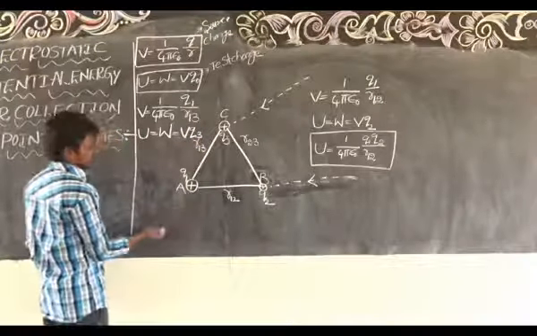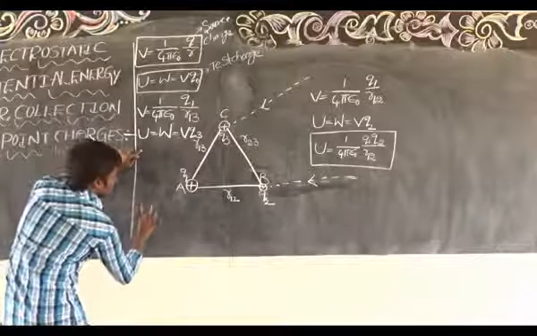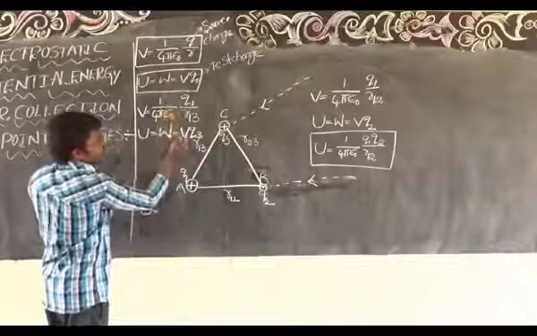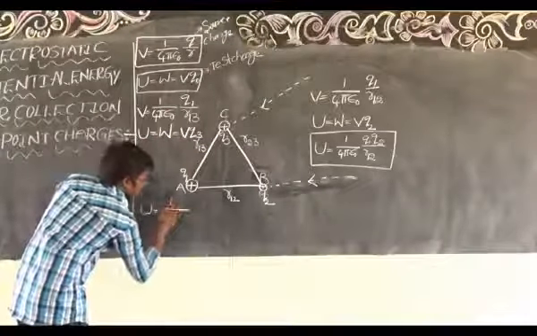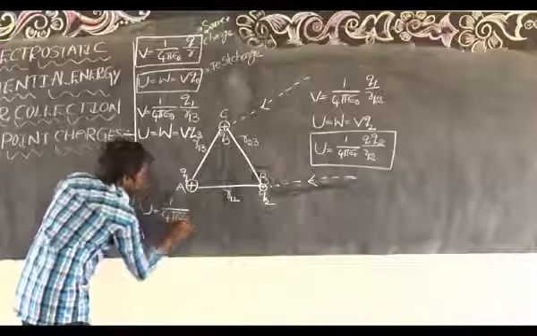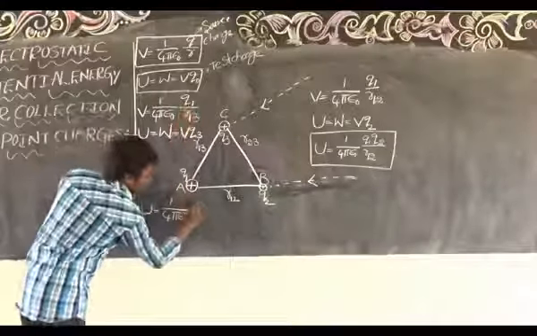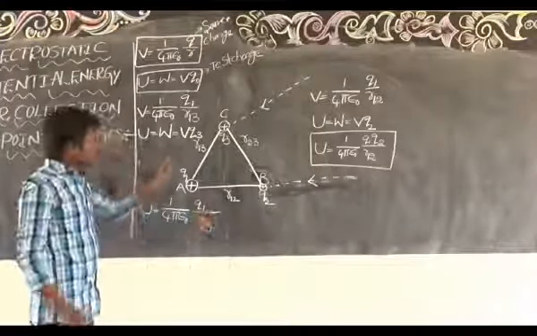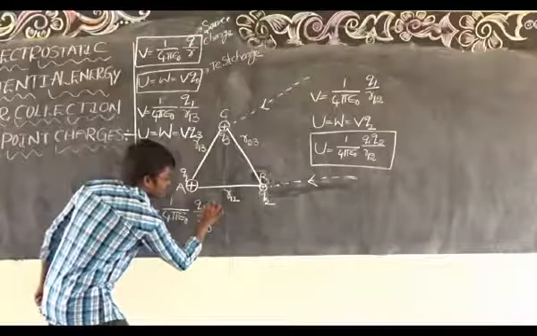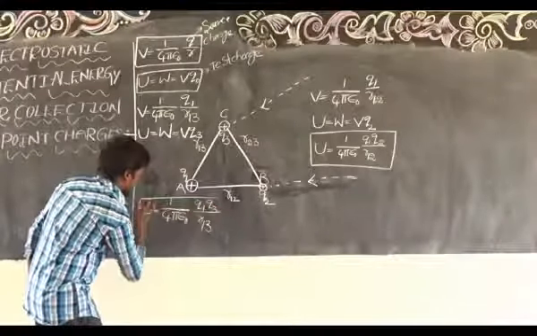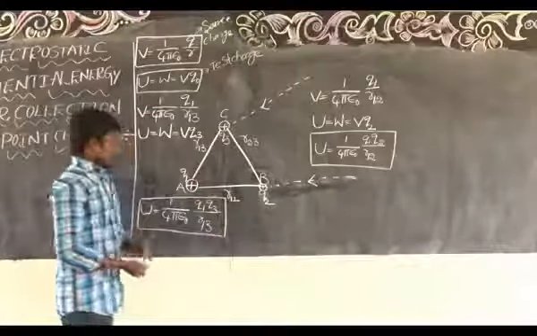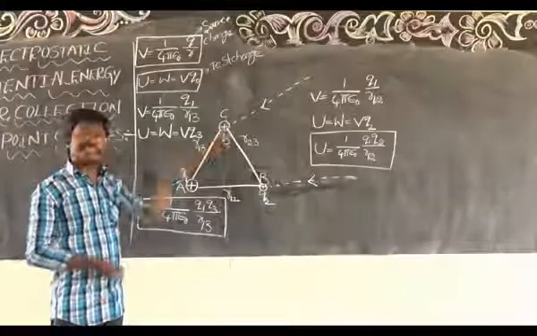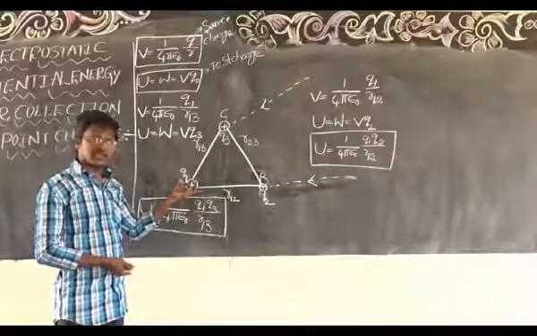Now write final expression. I will write here. U is equal to, what is that? V value. You know the V value. You can take this V value and substitute here. V is equal to 1 by 4 pi epsilon naught into Q1 by R13. Here what is the remaining? Q3. So write here Q3. This is the electrostatic potential energy at point C due to source charge Q1.